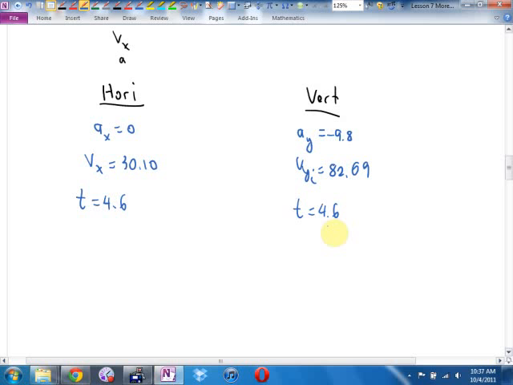I'd like to find Vy final. I'd like to know vertically, is it on its way up or on its way down? How can I tell if I find Vy final? Positive or negative? Good. What equation can I use to find Vy final? You're saying it's this? Straight plug and chug. It's going to be 82.69 plus negative 9.8 times 4.6.